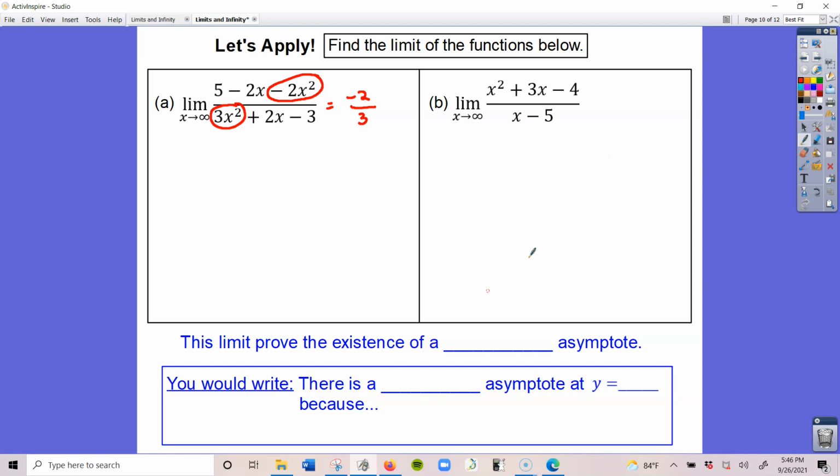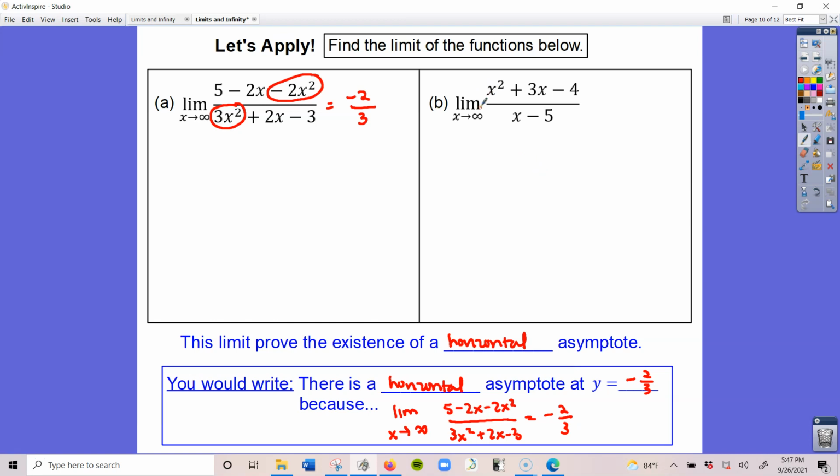So before we move on to this next one, this limit proves the existence of a horizontal asymptote. So that means that there is a horizontal asymptote at y is equal to negative 2 over 3. And now here I would state the limit, because the limit as x is approaching infinity of 5 minus 2x minus 2x squared over 3x squared plus 2x minus 3 is equal to negative 2 over 3.